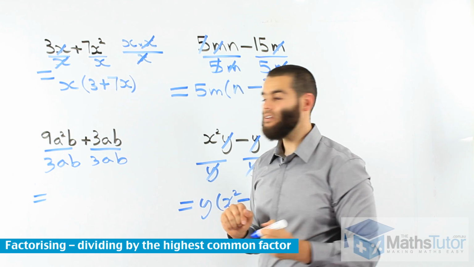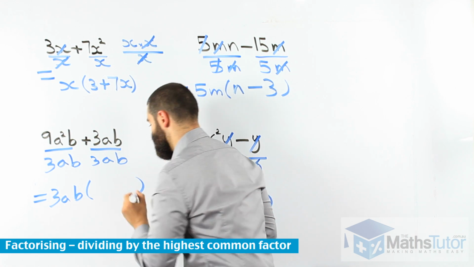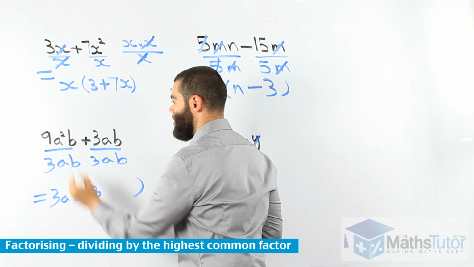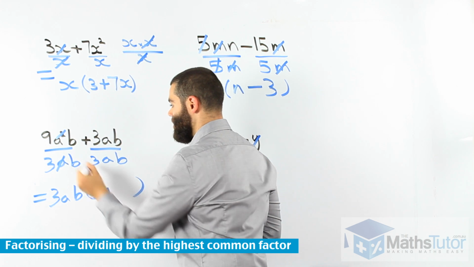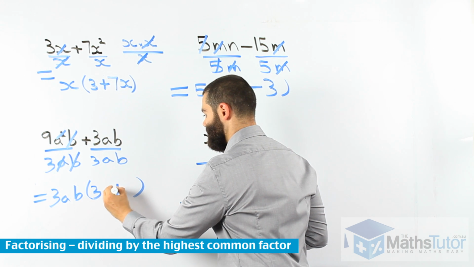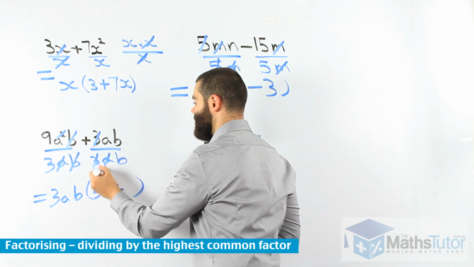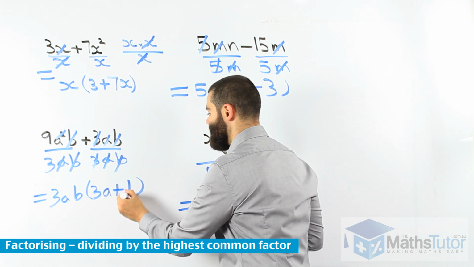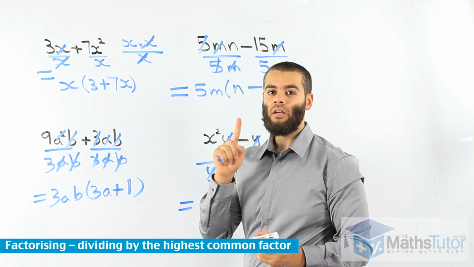Now that we've identified it, 3ab, open bracket. Now 9 divided by 3 is 3. A squared divided by a, that goes with that. We're left with 1a on top. The b's divide and they cancel. We have plus. And 3 divided by 3, gone. A divided by a, gone. And b divided by b is gone. We're left with 1. Anything divided by itself is 1. 3ab divided by 3ab is 1.